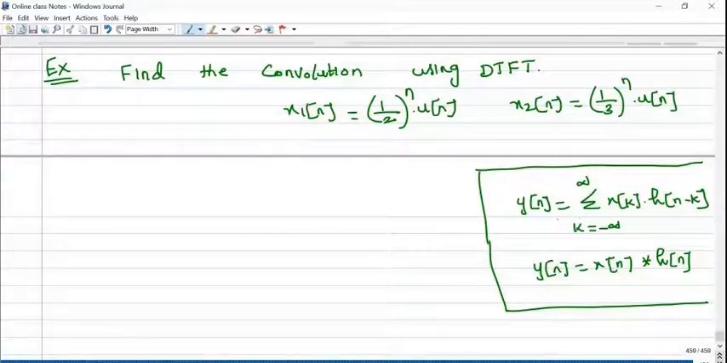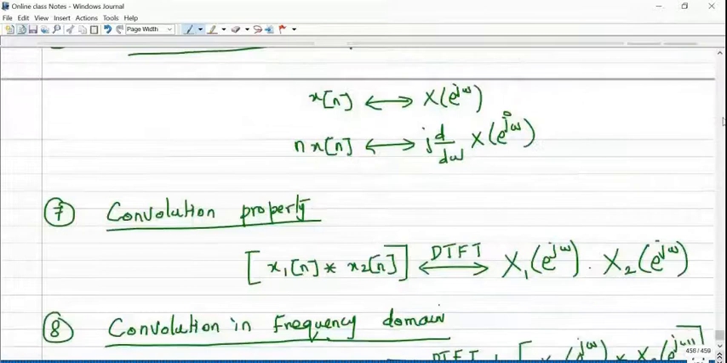Instead of this formula, we can apply the convolution property of DTFT. What does the convolution property of DTFT say? DTFT of convolution of signals is equal to multiplication of their individual Fourier transforms. So if we find the inverse DTFT of X1 of e power j omega dot X2 of e power j omega, we will get the convolution result, x1 of n convolution x2 of n.